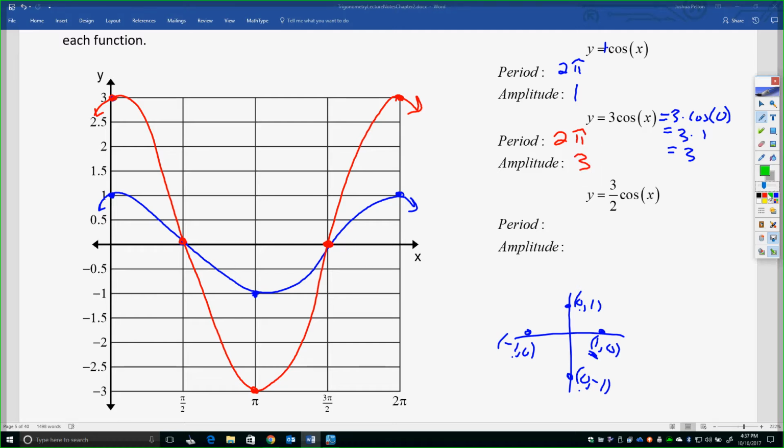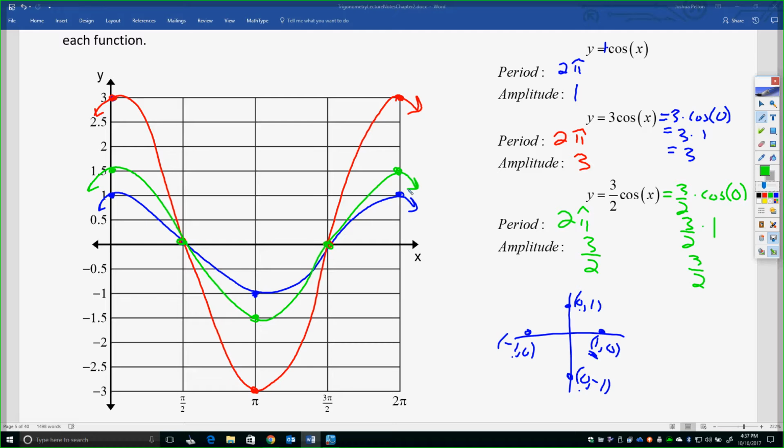Likewise here, we'll do it in green. 3 halves times the cosine of 0 degrees, or 0 radians, is 3 halves times 1, thus 3 halves. So the period's still 2 pi, but my amplitude is 3 halves. Okay? Well, if I look here, 1.5 is right there. That's still 0. 1.5, 0, and 1.5. That gives us our new cosine.